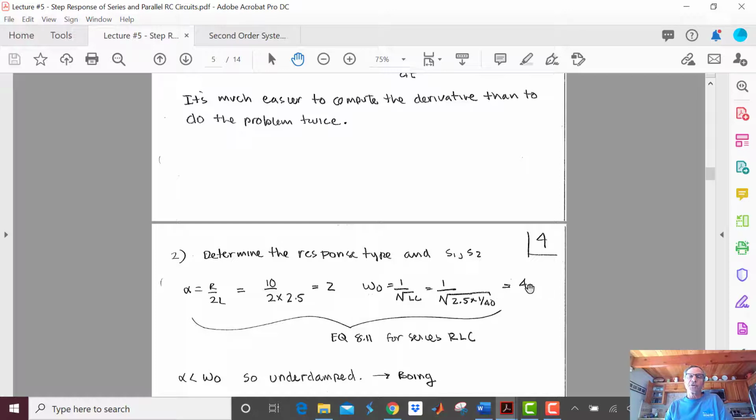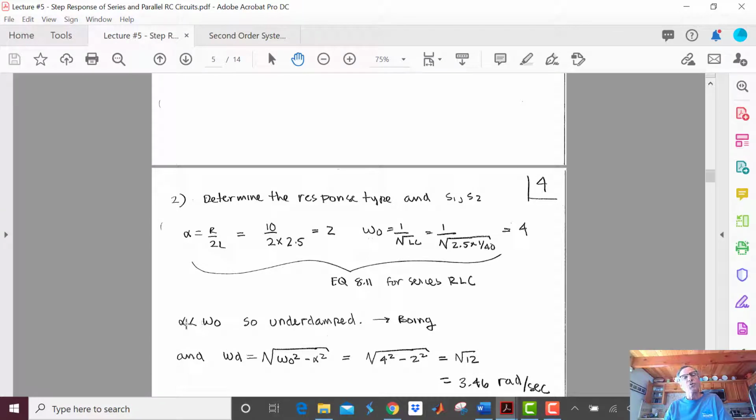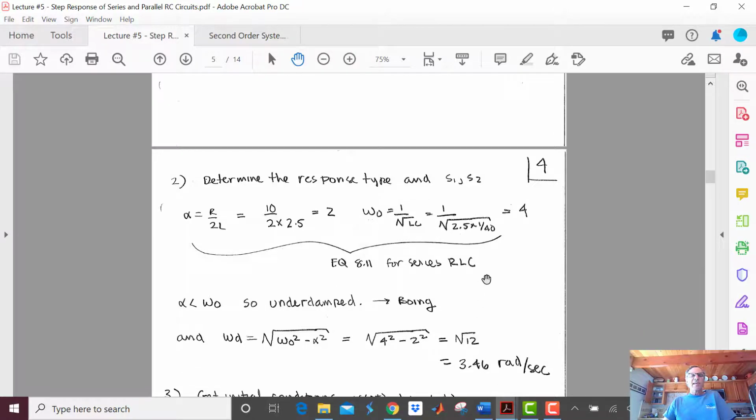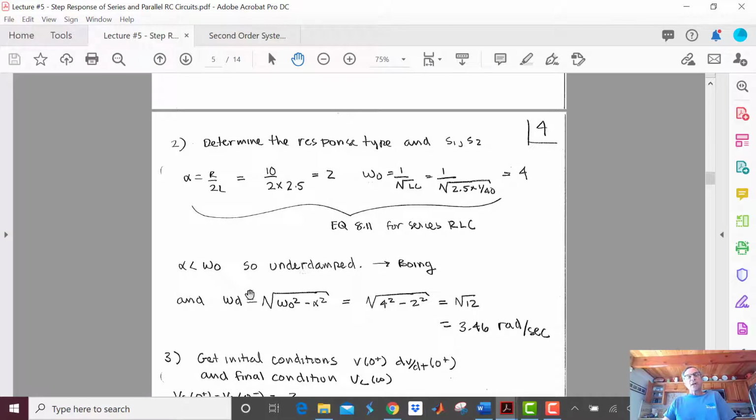And I can see that my circuit is more boingy than it is thuddy, or in other words, omega naught is greater than alpha. So it's underdamped, and I can hear that boing from here. This one's going to be a boinger. So I'm going to jump to the methodology that we used in I believe our second lecture. Since it's underdamped, omega d, or in other words, another of our toadstools, is going to be the root of omega naught squared minus alpha squared. And that's going to give me 3.46 radians per second.